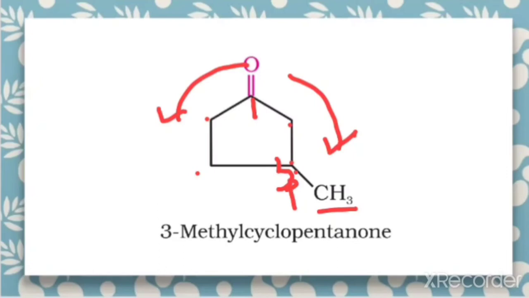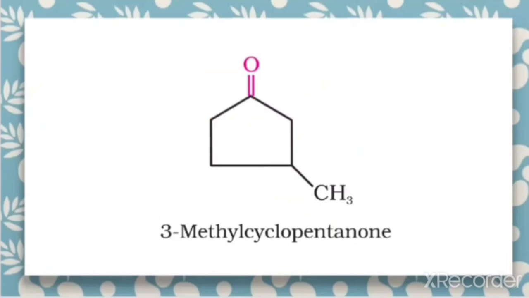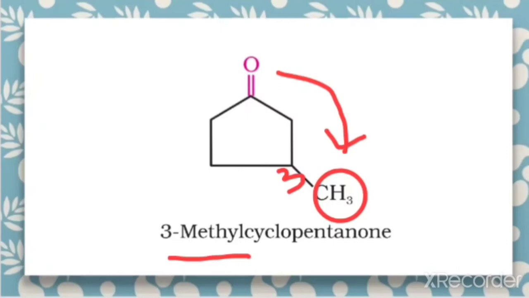So which is closer here? The nearest is the third carbon. So the correct way of counting will be this direction, because here it gets the number three. So 3-methyl, that is the substituent. Here methyl is the substituent, and the ketonic group is the functional group. So what will be the secondary suffix? The functional group for ketone is represented by the suffix one.